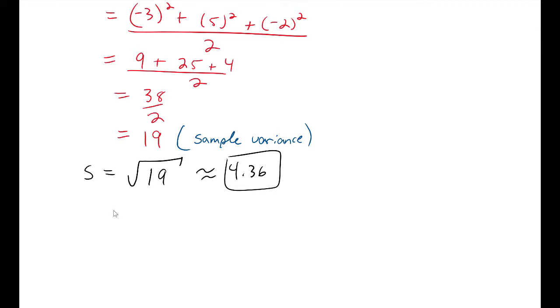Okay? So in and of itself, the standard deviation doesn't really give you a ton of information, but we can use it for comparison's sake. If I have one data set that has a standard deviation of 4.36, and I have another data set that has a standard deviation of, let's say, 10.6, that means the data values in the set with the standard deviation of 10.6 are going to be more spread out when compared to the data set that has a standard deviation of 4.36. So that's what your standard deviation measures.